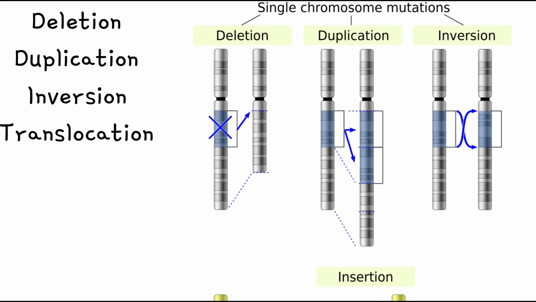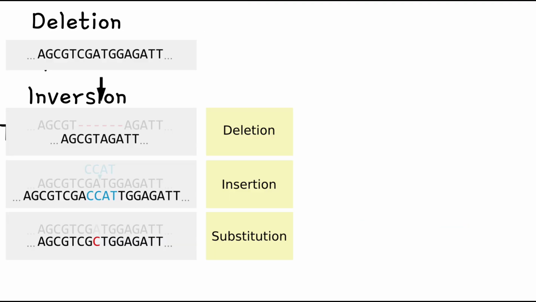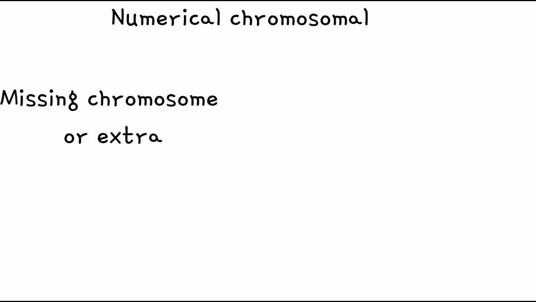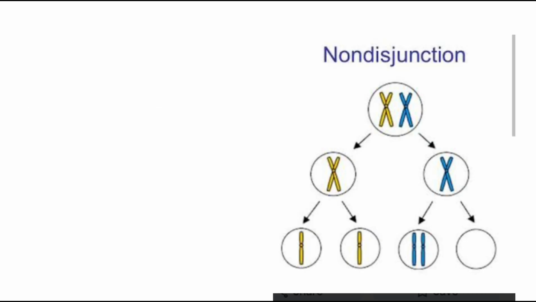Inversion is when a chromosomal segment breaks, turns around and joins again in the reverse direction. Translocation means a segment of one chromosome shifts to another chromosome. It is changing its position, its location. So that is translocation. You can remember that the structural chromosomal mutations are deletion, duplication, inversion and translocation. Whereas in numerical chromosomal mutation, the chromosome number changes, and this usually happens due to non-disjunction during meiosis.